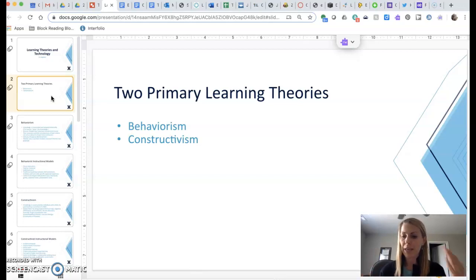So we'll start by just reviewing the two primary learning theories, which are on two ends of a spectrum. We have behaviorism on one end and constructivism on the other end. You probably have heard of these in 101 or in some of your other classes. These are important to keep in mind because you want to be able to use these terms in the future for TPA and for your other exams. So I think it's helpful to review them now and how they relate to technology.